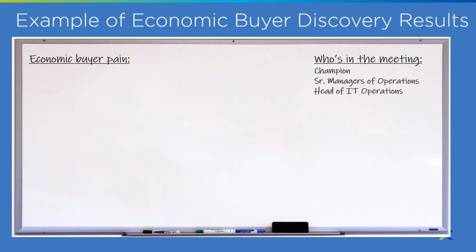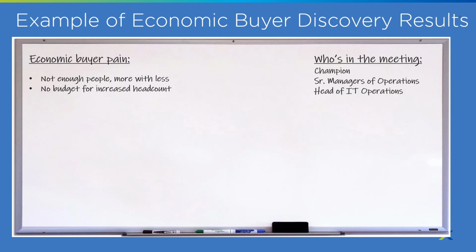Now, say we have a subsequent meeting, where through previous meetings we've built a champion, and that champion has now brought us into a conversation with some of the senior managers of operations and the head of IT, or maybe some VPs or C-level execs, depending on the organization. So we're now dealing with the true logical or economic buyers in this meeting. And in this meeting, you again want to have a conversation with these folks around the pain that they're having. And this conversation, for this example, goes something like this.